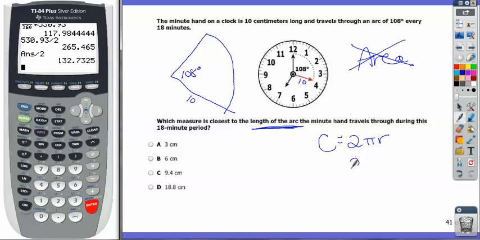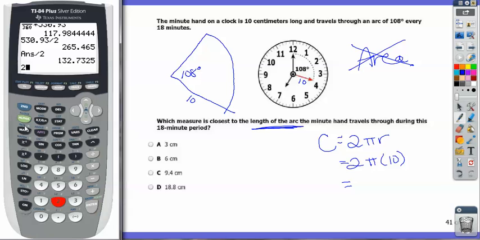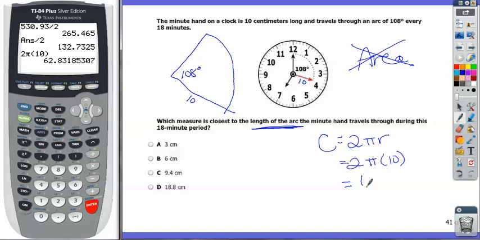My radius is 10, so 2 times pi times 10 is 62.8. That's for the whole circle. How much of the circle do I want? I want 108 out of 360 times 62.8. That's all I want of that. I don't want the whole thing, I just want this little portion of it.